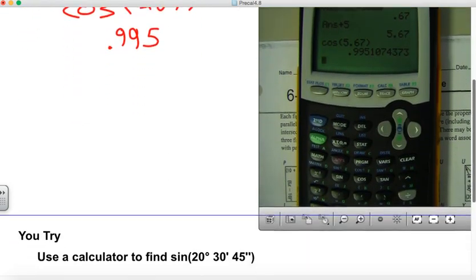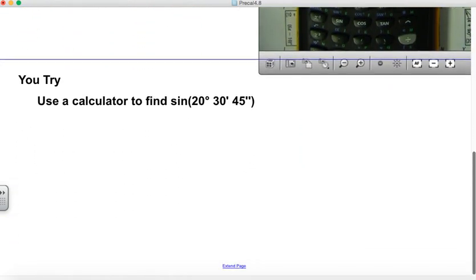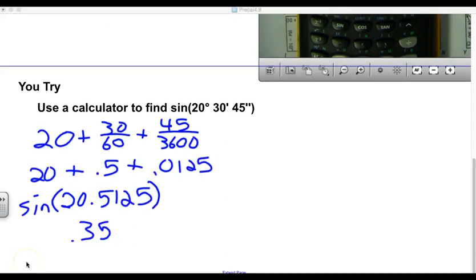So you guys try this one down here. Should be pretty basic, but give this one a try and I'll go over it. All right, so you can see right here we do 30 over 60 and the 45 seconds over 3,600. We get the decimals 0.5 and 0.0125. Add them to 20 and you get 20.5125. Then you take the sine of that and get 0.35.